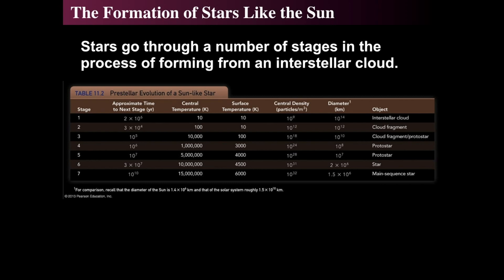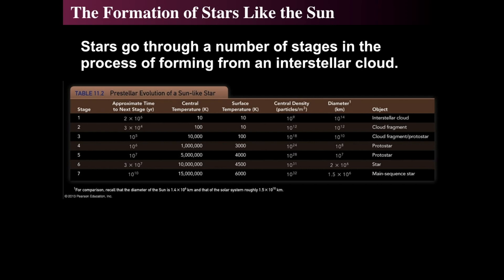Once a star starts to collapse out of a cloud, it takes about 2 million or so years, a couple million years, for the star cloud to collapse. It's extraordinarily cold in the center of it and extraordinarily cold at the surface. It's only about 1,000 particles per cubic centimeter or a billion particles per cubic meter, and the diameter is enormous. It's on the order of a few light years.